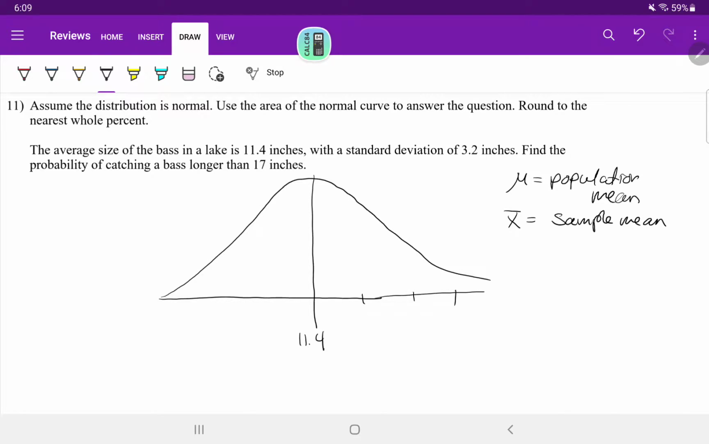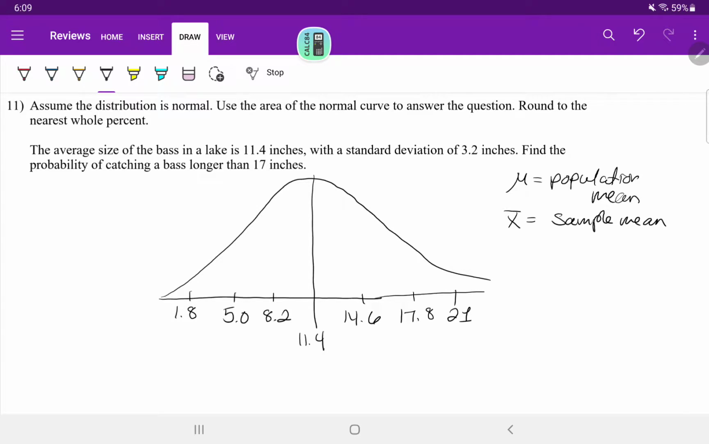Anyways, the standard deviation is 3.2 inches. So every time we move to the right, we're just adding 3.2. So this is going to be 14.6, 17.8, and this will be 21. As we move to the left, we're just subtracting 3.2. So that's going to be 8.2, that's going to be 5.0, and that is going to be 1.8. Careful with my math.